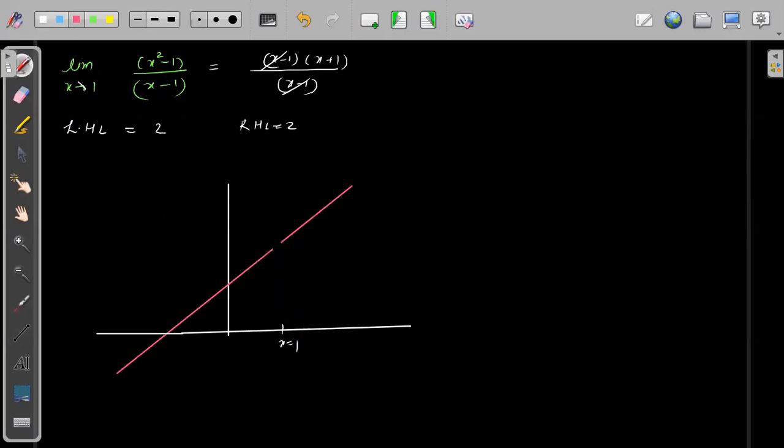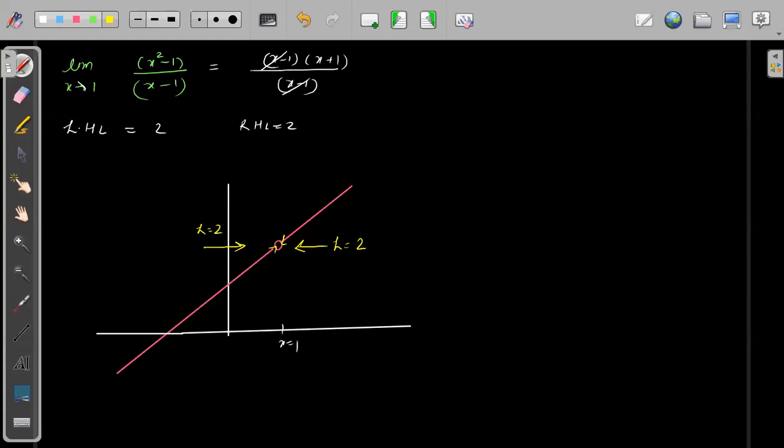So this scenario was something like this, right? In this case also, from the right hand side, the limiting value is 2. From the left hand side, the limiting value is also 2. That means the function is approaching 2 from the right hand side and the left hand side, but at x equals 1 the function was not defined. So we will say this function is discontinuous.